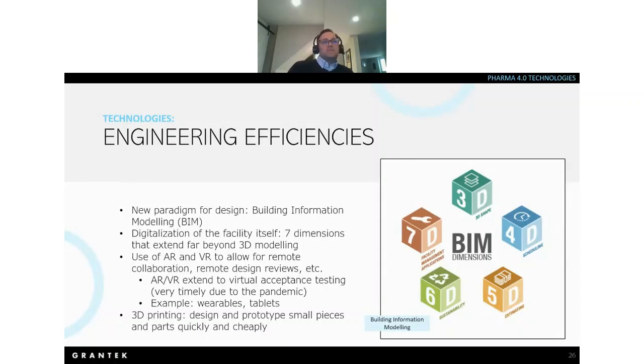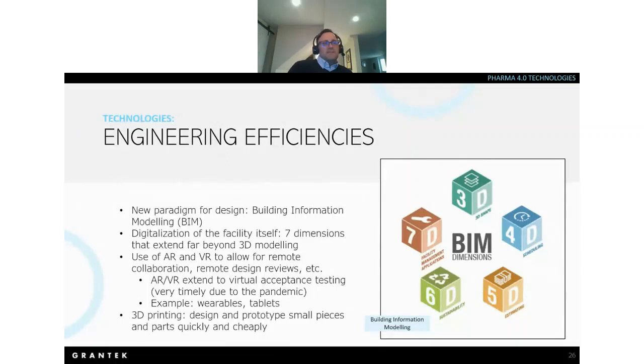Another powerful tool is the use of augmented and virtual reality. These technologies support remote collaboration and extend traditional video conferencing tools to enable an immersive experience. Users can interact with facilities, equipment, and so on as they're being designed. This also allows for virtual acceptance testing. The use of wearable devices such as smart glasses, as well as mobile devices such as tablets, helps in this regard.